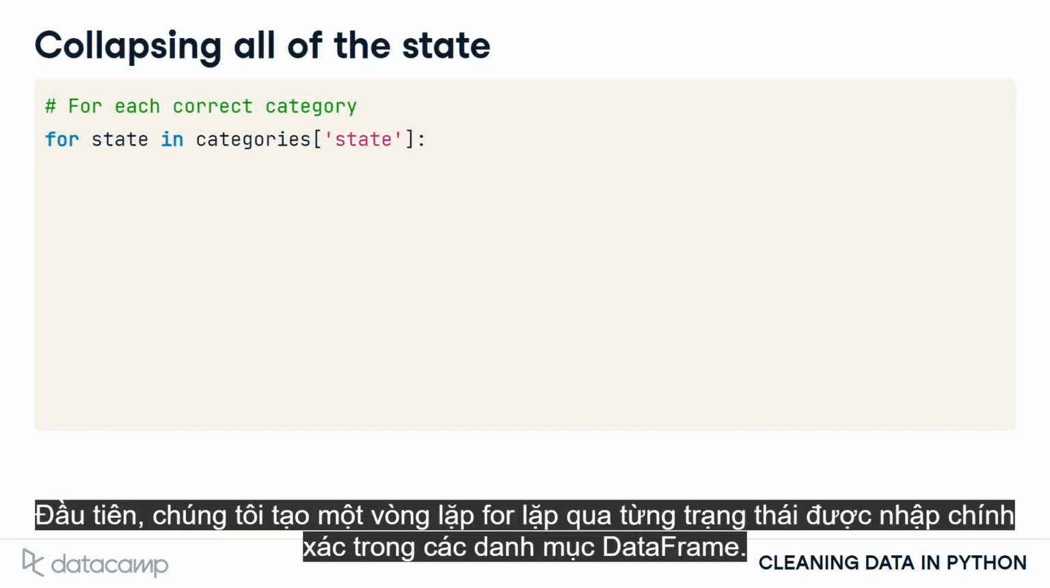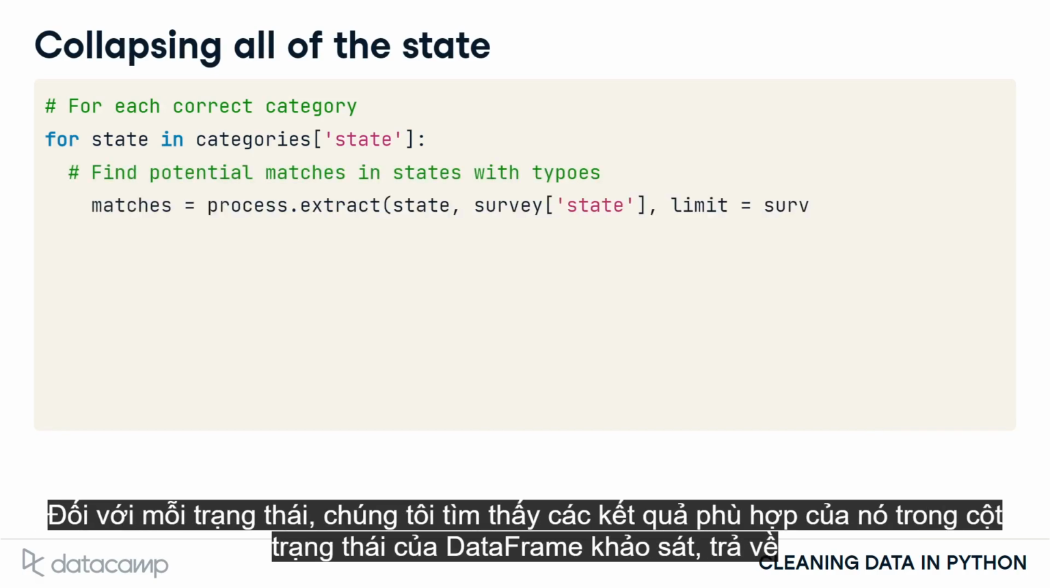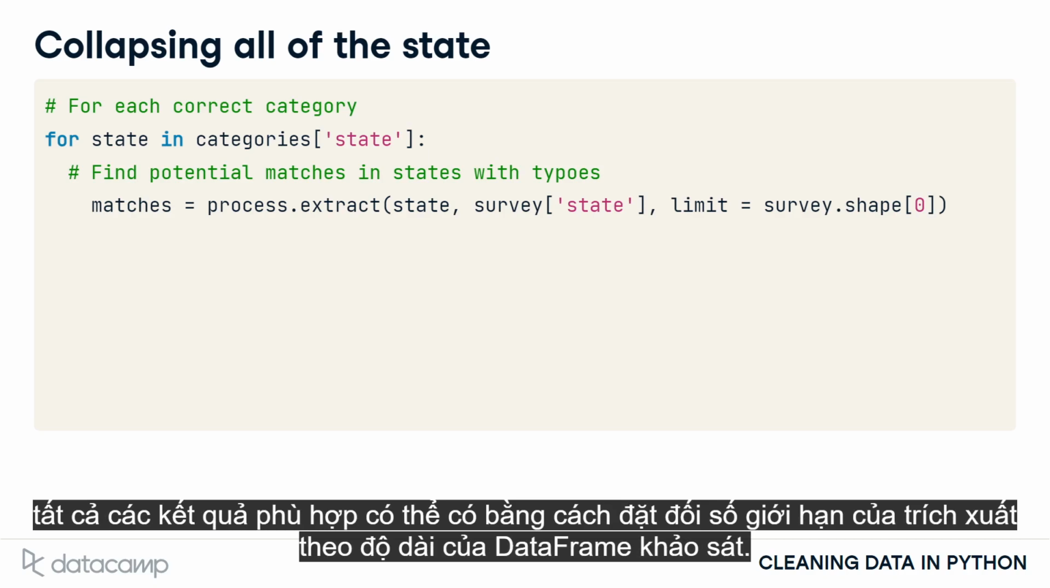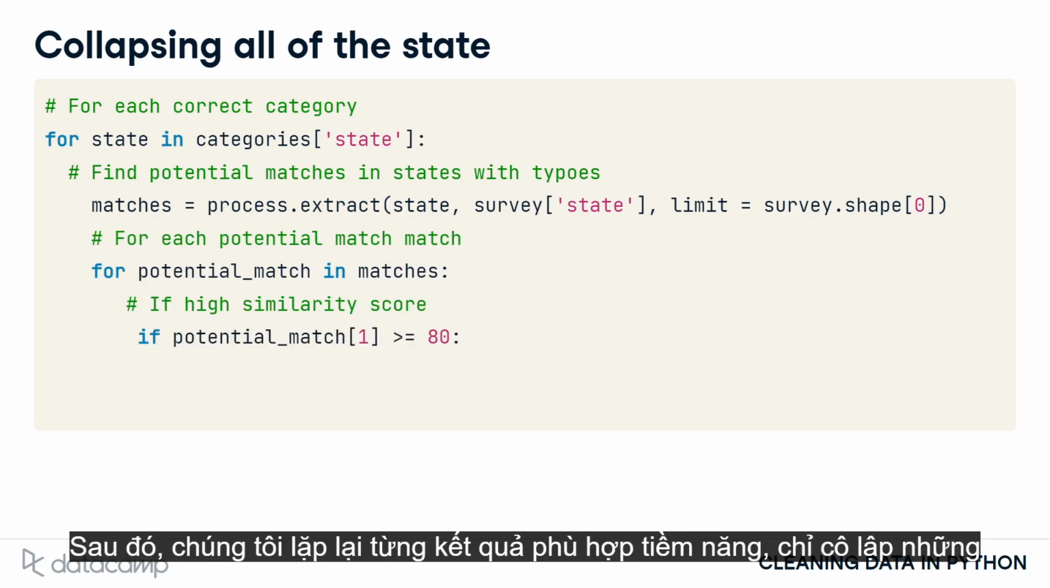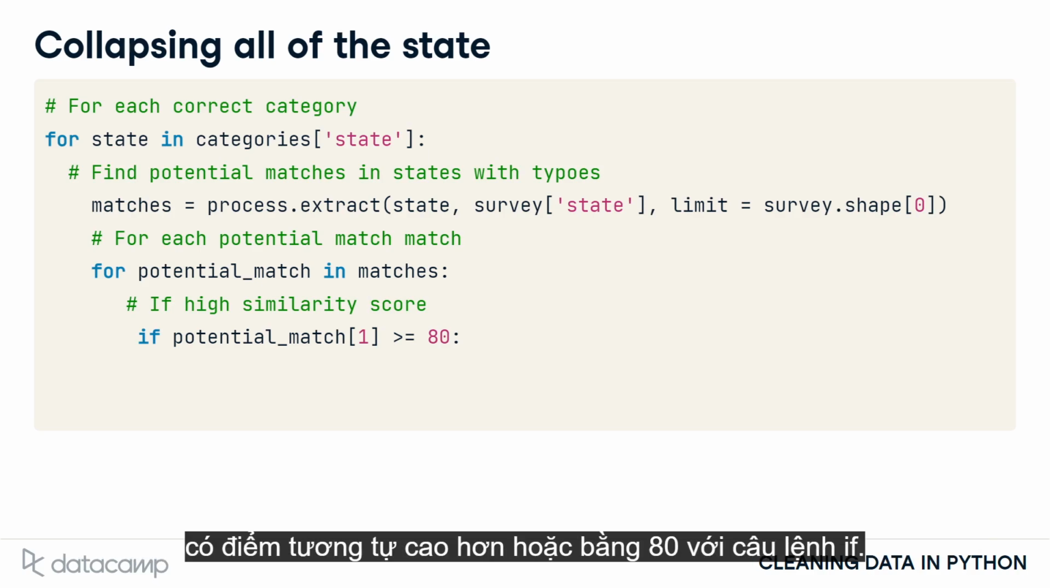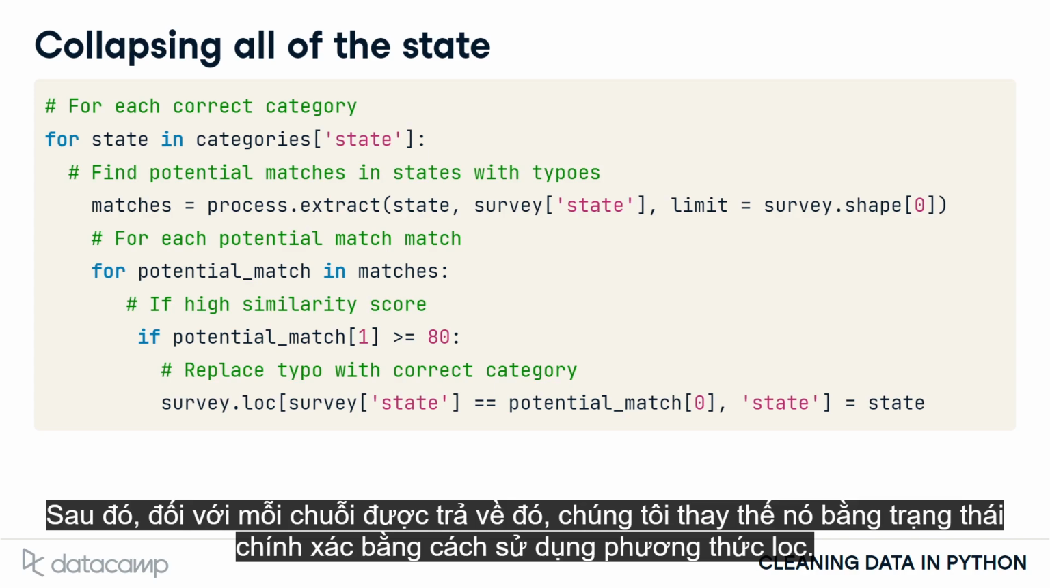We first create a for loop iterating over each correctly typed state in the categories data frame. For each state, we find its matches in the state column of the survey data frame, returning all possible matches by setting the limit argument of extract to the length of the survey data frame. Then, we iterate over each potential match, isolating the ones with a similarity score higher or equal than 80 with an if statement. Then for each of those returned strings, we replace it with the correct state using the loc method.